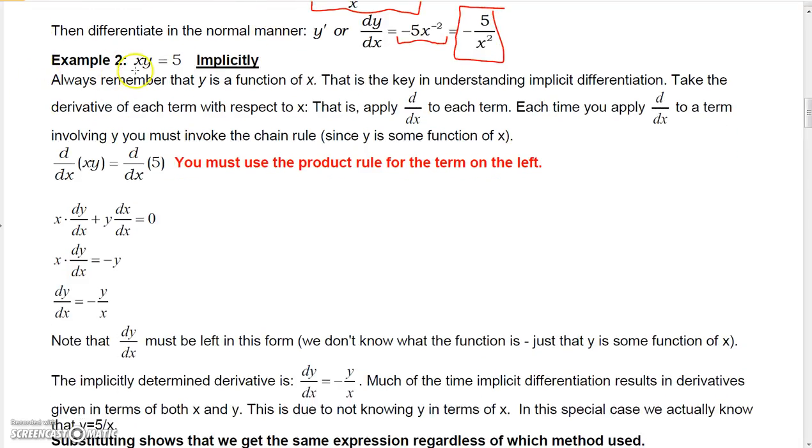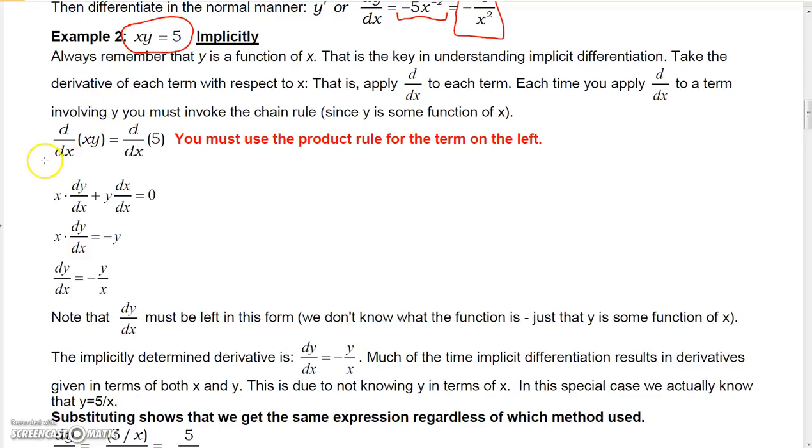Now let's do implicit differentiation. With implicit differentiation, I've got to take the derivative of xy with respect to x, and the derivative of 5 with respect to x. Well, for the derivative of xy with respect to x, remember x times y is a product, and I don't know what y is. y is just some function of x. So I've got to treat it as if I don't know what it is, and I'm going to have to use the product rule.